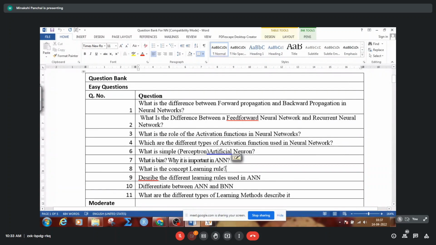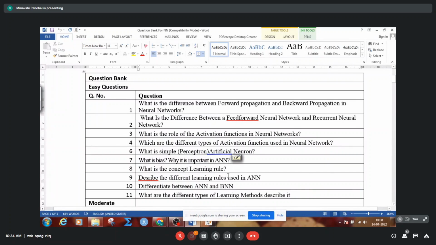In learning rule, remember, there will be 2 types of question. What are the learning methods? Supervised learning, unsupervised learning, or reinforced learning. What are the learning rules? The learning rules are Hebb's rule, perceptron rule, delta rule. So try to understand the difference between these two. If the question is for learning methods: supervised, unsupervised, reinforced. If the question is for learning rules: Hebb's, perceptron and delta rule.